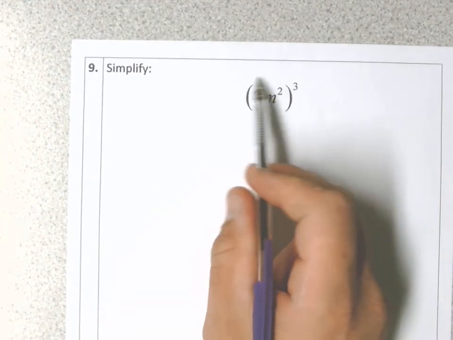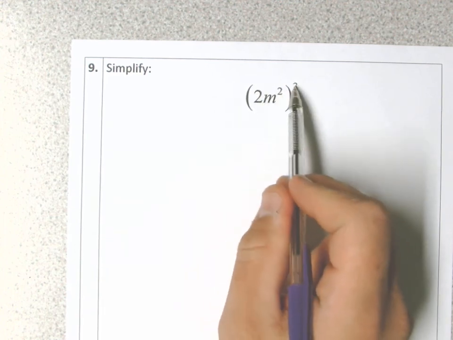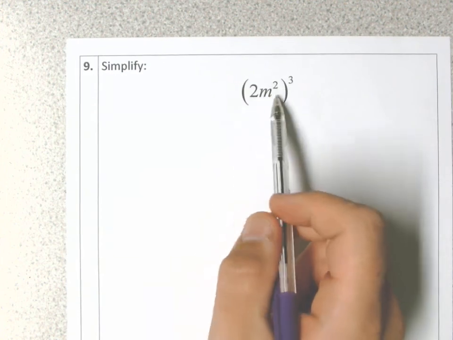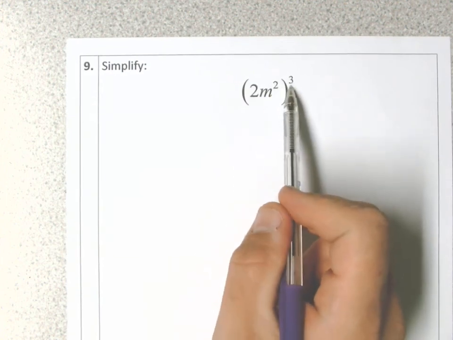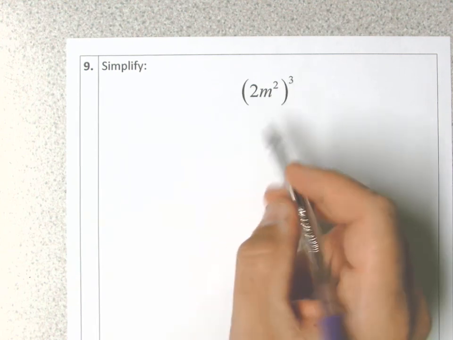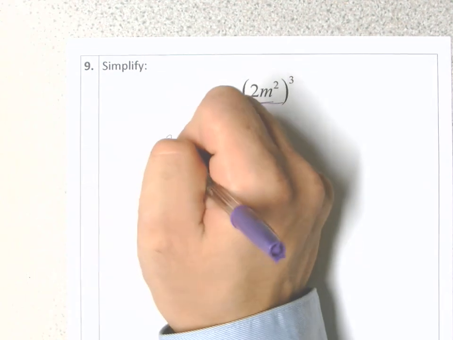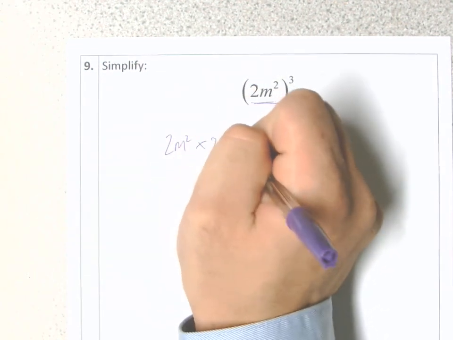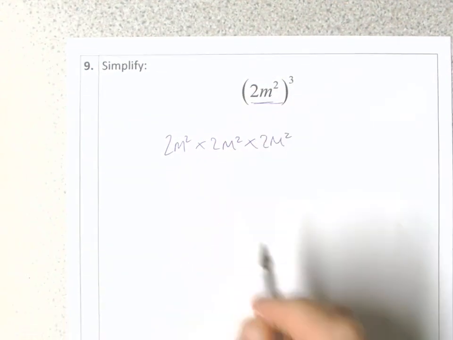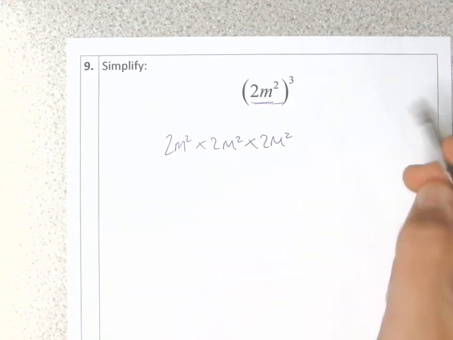Last one. Here we have to be a bit more careful when we have something inside a bracket, cubed. The way I would do it is, think about what we're actually doing here when we're cubing. When you cube, you're multiplying what's inside the bracket by itself 3 times. So effectively this is the same as this, yeah? This is cubed, so it's 2m squared times 2m squared times 2m squared.